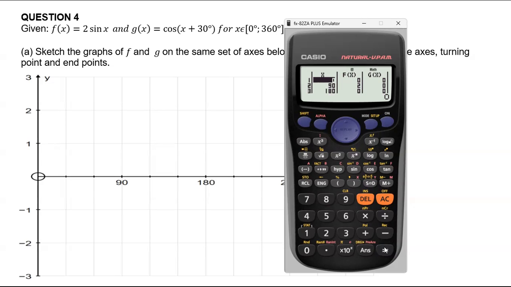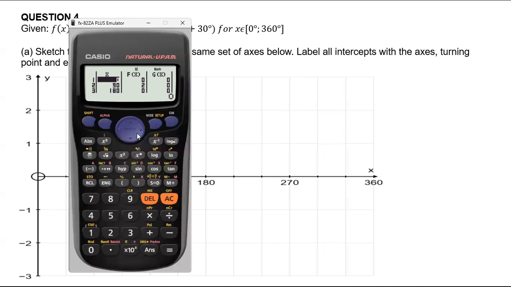So for my first coordinate, I have 0 and 0. The second one, x is 90, y will be 2. The third one, x is 180, y is 0. The fourth one, I'll have 270. Let me just check. It'll be 270 as x, and y will be negative 2. And then I'll have 360, and y will be 0.